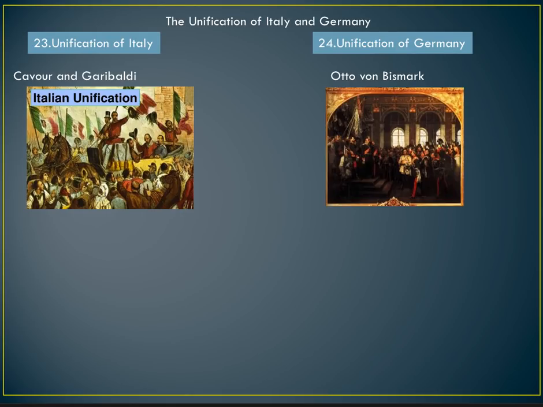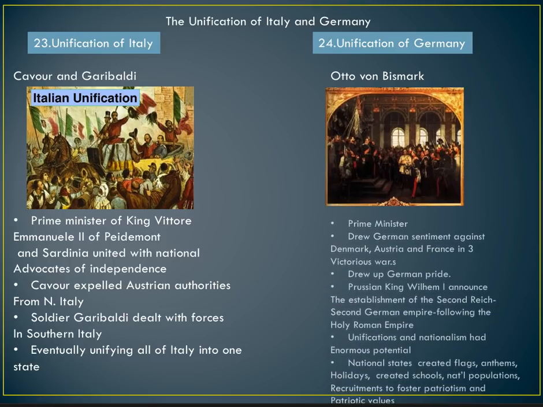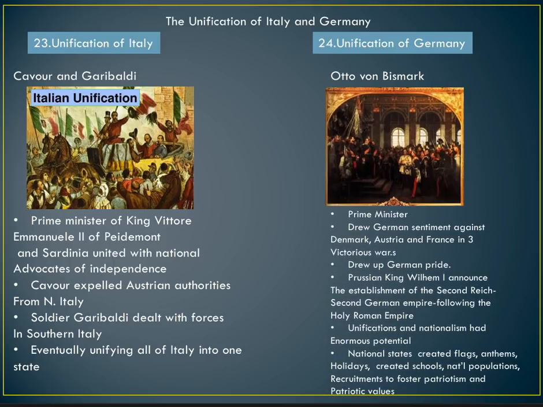We have the unification of Italy and Germany with Cavour and Garibaldi. The Prime Minister of King Victor Emmanuel II of Piedmont and Sardinia united with national advocates of independence to expel the Austrian authorities from northern Italy to establish Italy as a country. And we also see this occurring with Otto von Bismarck, the Prime Minister. He drew German sentiment against Denmark, Austria, and France in three victorious wars.